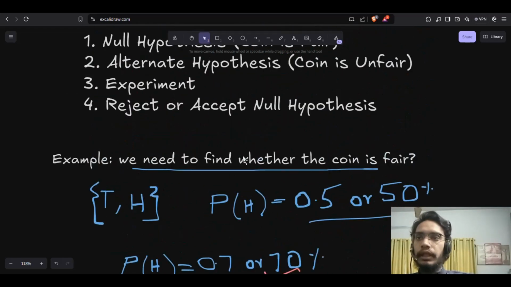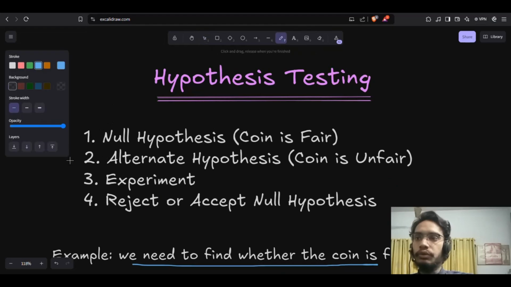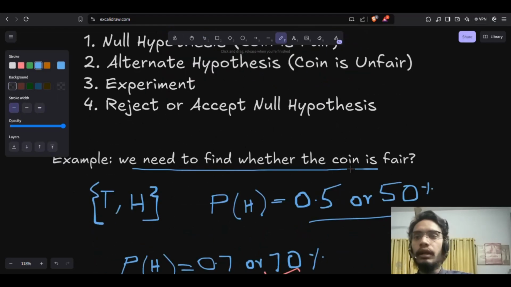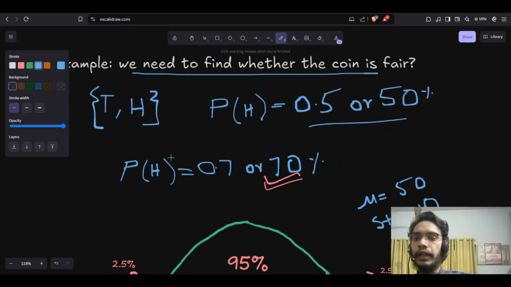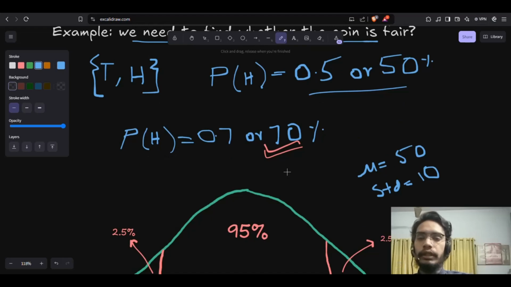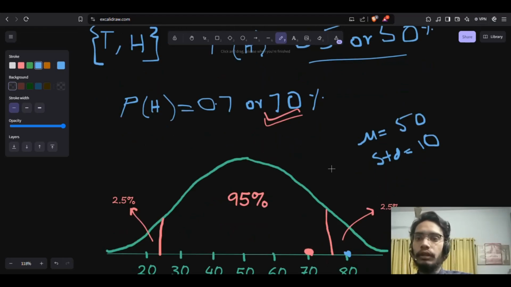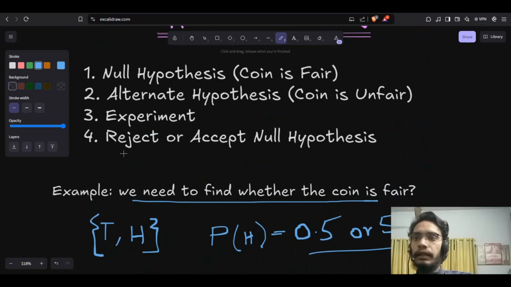So this is the main thing. These are the 4 steps. First, we set our null hypothesis, which is already present in our question. Then we state the alternate hypothesis, which is the opposite of your null hypothesis. And we did the experiment. We just tossed the coin 100 times, we got some result, and we put it on this region, right? And then we decided whether the null hypothesis is rejected or accepted.